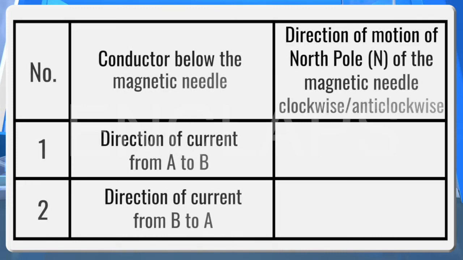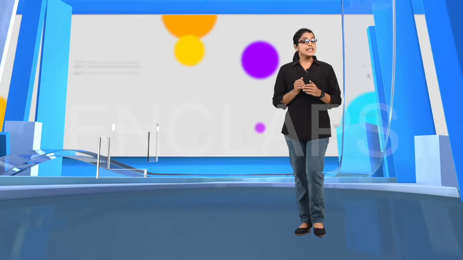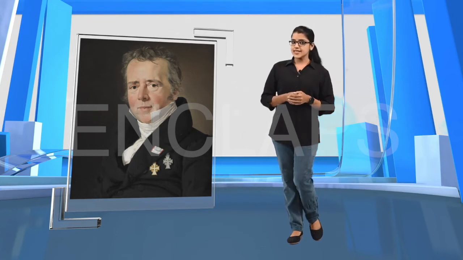If the conductor is below the magnetic needle and the current is from A to B, then the direction of motion of the magnetic needle at the north pole is clockwise. If it is from B to A, then the direction of motion of north pole of the magnetic needle is in the clockwise direction. These experiments that we have seen were carried out by a scientist named Hans Christian Ørsted.